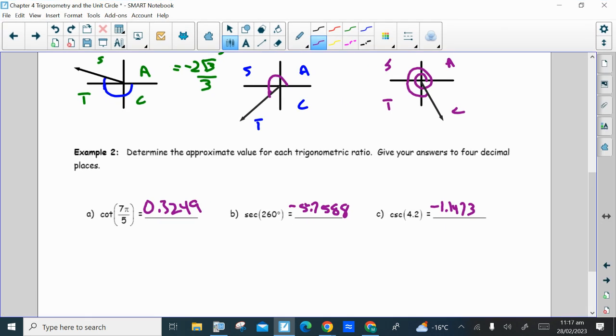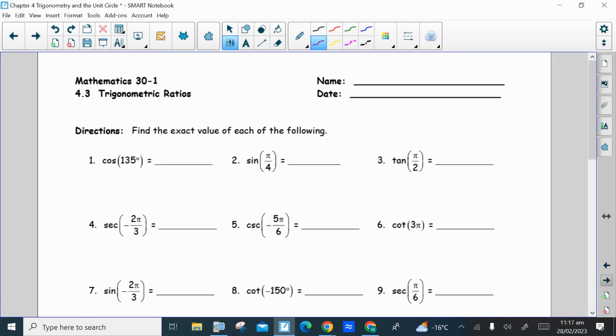All right? So this 4.3 is what you're going to do, and you're going to hand it in. Okay? So exact values, as it says, so you're using the unit circle at first quadrant, and you're using reference angles for some of them. Okay? So this one's going to get handed in for marks.